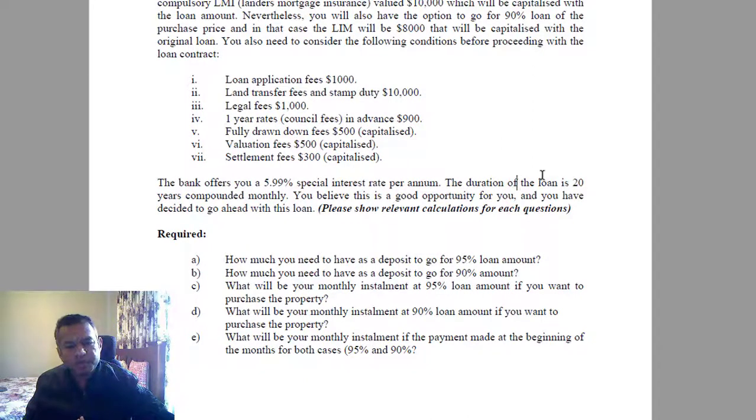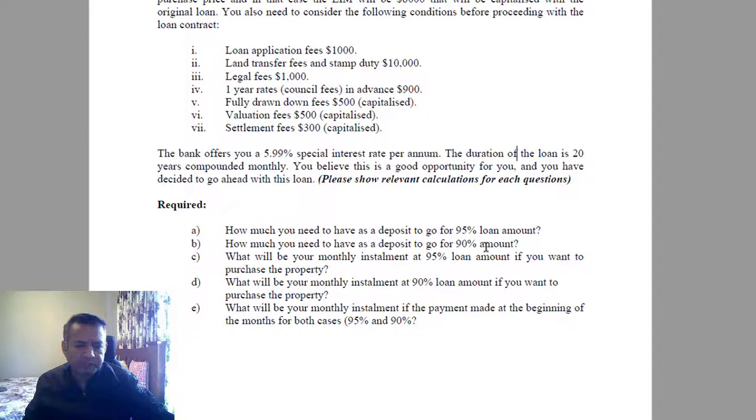The bank offers you a 5.99% special interest rate per annum. The duration of the loan is 20 years, compounded monthly. You believe this is a good opportunity for you, and you have decided to go ahead with the loan. Please show relevant calculations for each question.